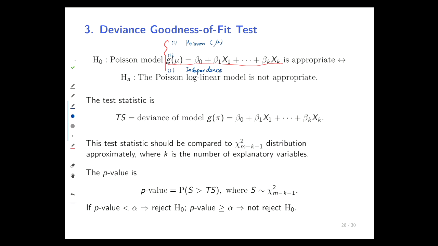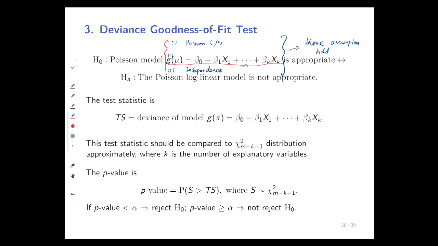So by using this deviance goodness of fit test, we are actually testing whether or not these three conditions hold. Not only the linearity assumption. But for simplicity, usually we just write down the generalized linearity assumption here as our modeling. So that's only for simplicity. But you need to know that here we actually test these three assumptions at the same time.